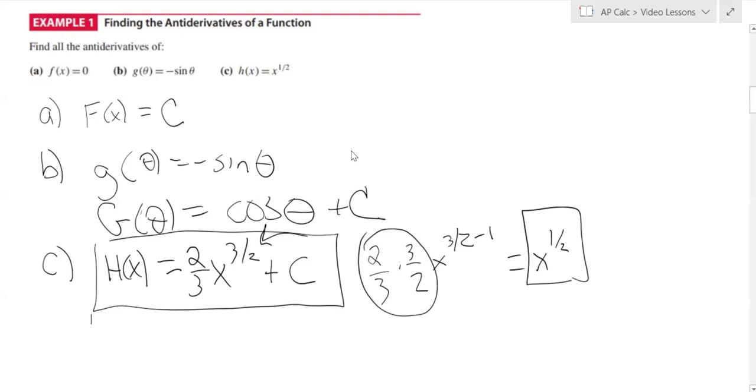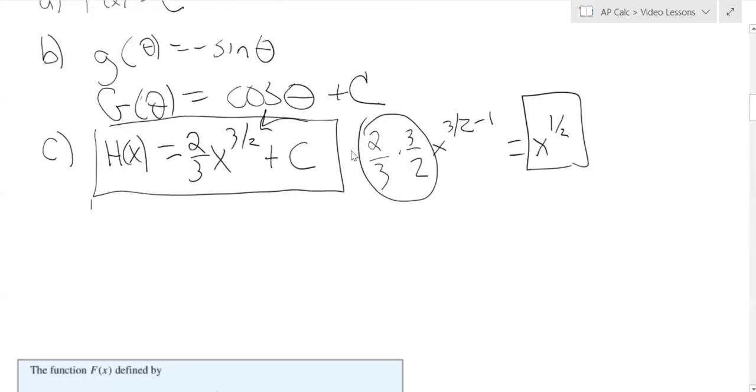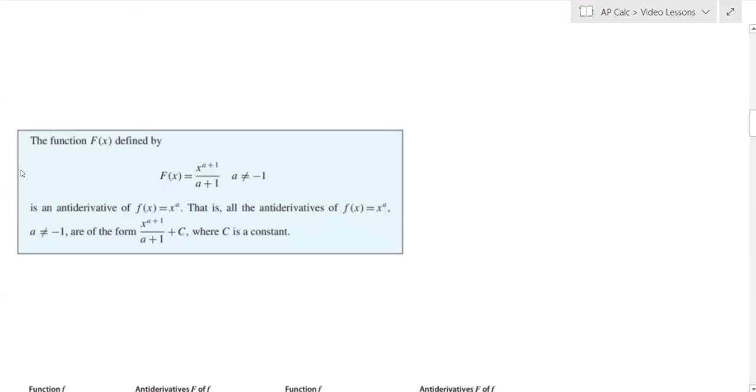Now we're going to formalize that with basically the power rule for antiderivatives. So if you have little f is x to the a, then the antiderivative is, well, you reverse the process that you did for differentiation. So you add 1 to the exponent and multiply by the reciprocal of the new exponent, or divide by the new exponent, and then add your plus c.